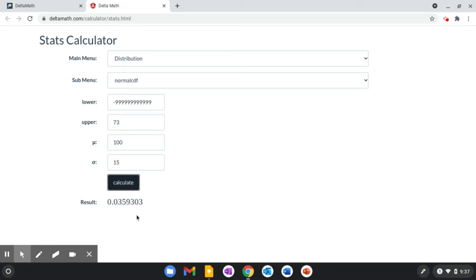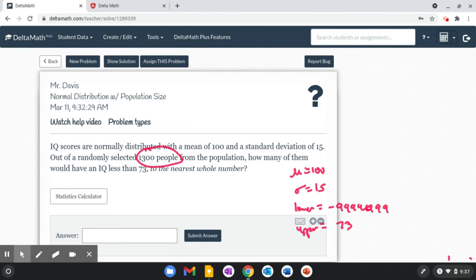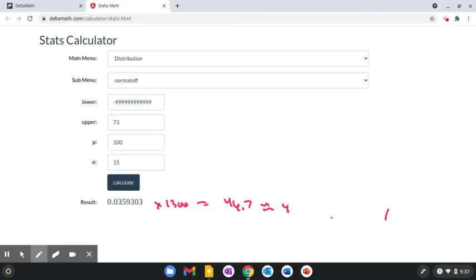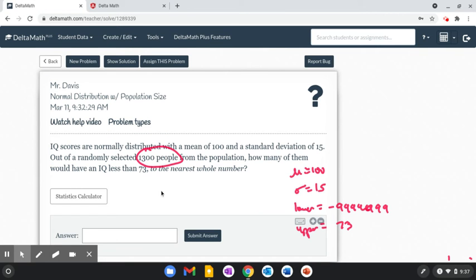We get 0.0359. So remember, we're just going to multiply this by the population, which it told us was 1,300. So we're just going to take this times 1,300, round to the nearest person. Let's type this in. You will need a different calculator to do that. If you can do this all on your TI-84, if you've got one of those, even better. So we get 46.7 approximately. So we round that up to 47. So we would expect 47 people out of a selection of 1,300 people to have an IQ less than 73.